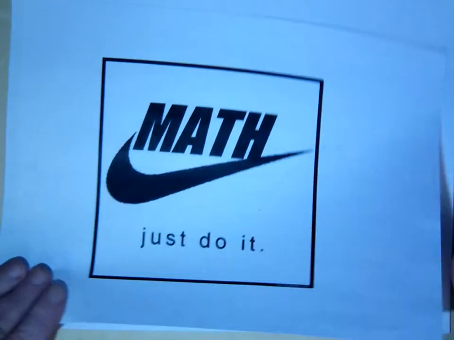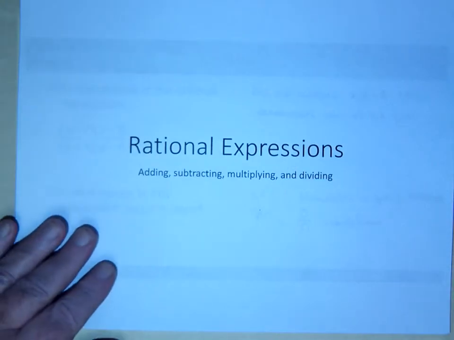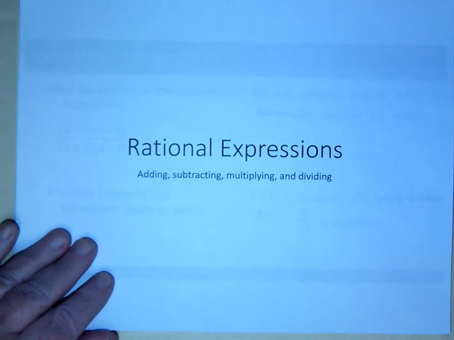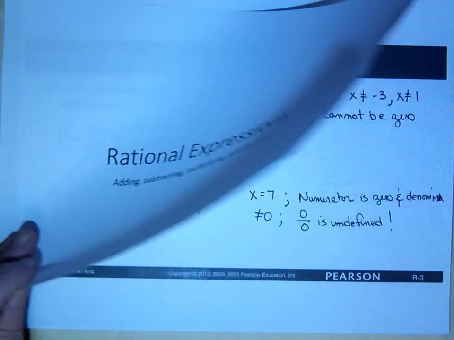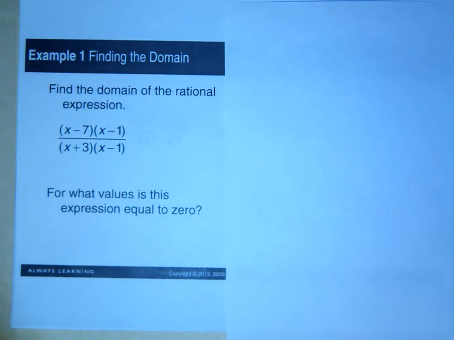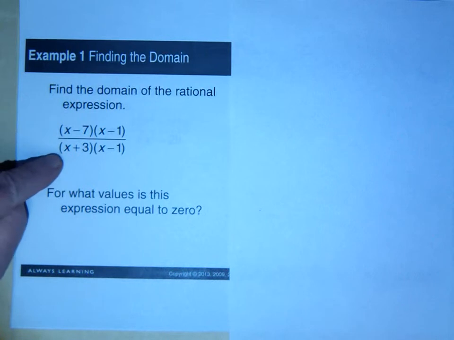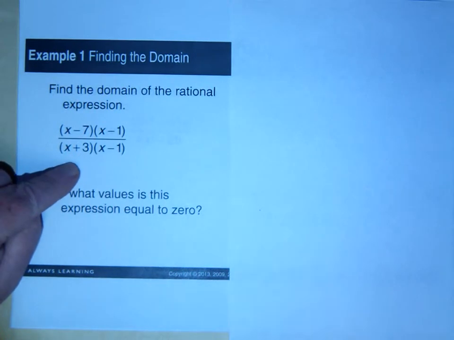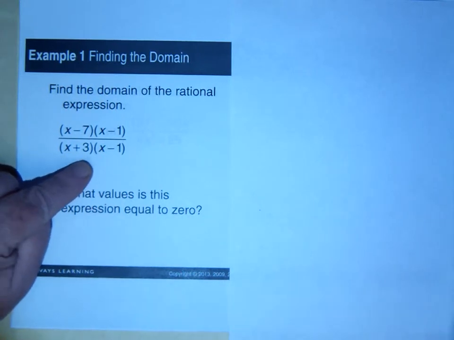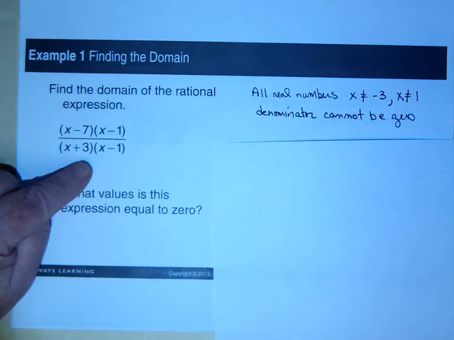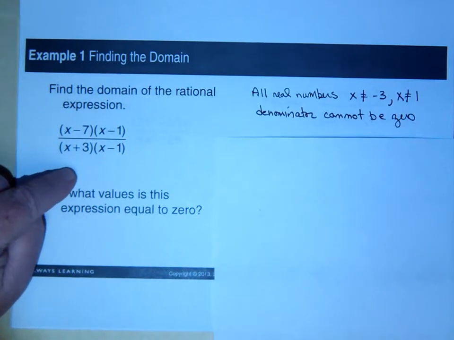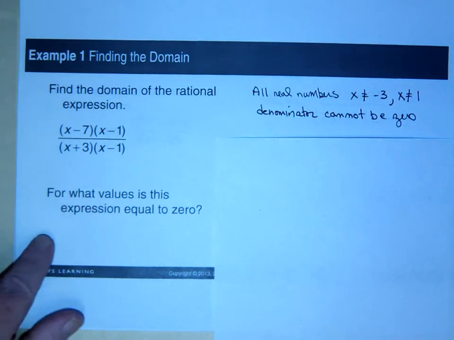Today's topic is rational expressions, and we'll talk about adding, subtracting, multiplying, and dividing these rational expressions. The first thing we're going to talk a little bit about is the domain, and the question is, find the domain of this rational expression. Now the deal is you can't have a zero in the denominator, so it can be any real number except x being minus 3 or x being 1. So the answer would be all real numbers, x not equal to minus 3 and x not equal to 1, and again the denominator cannot be 0.